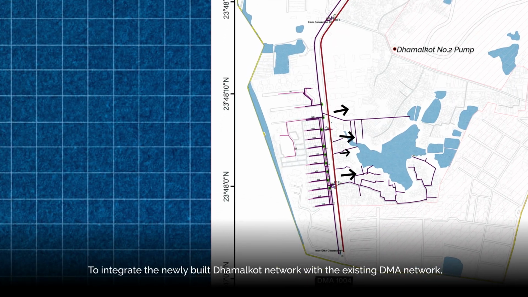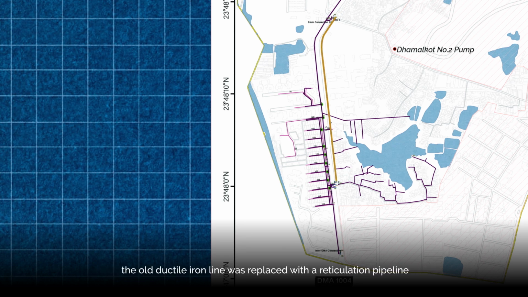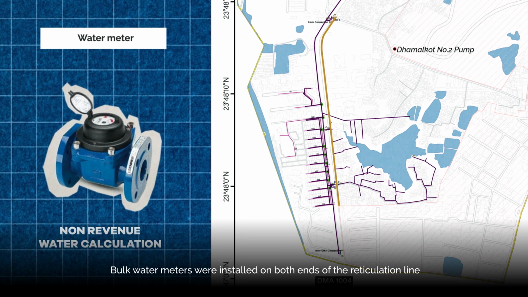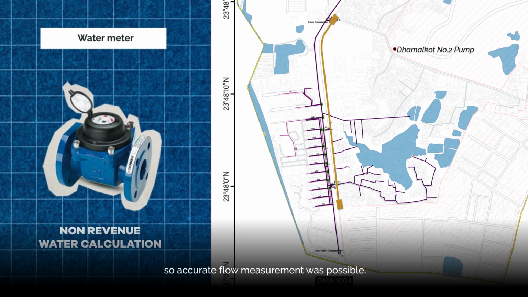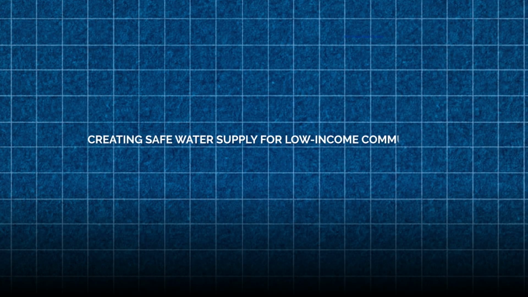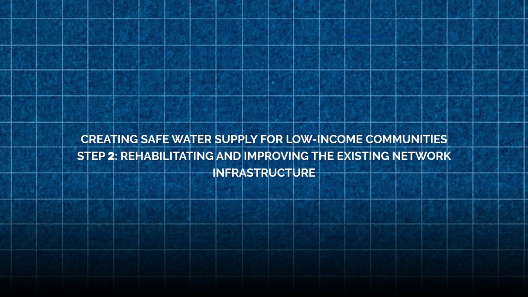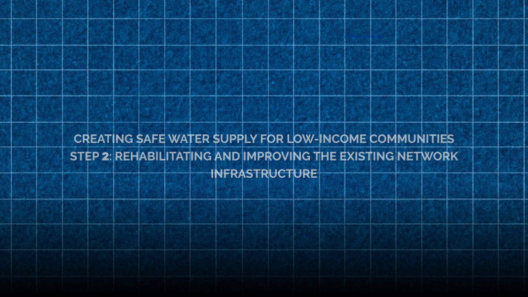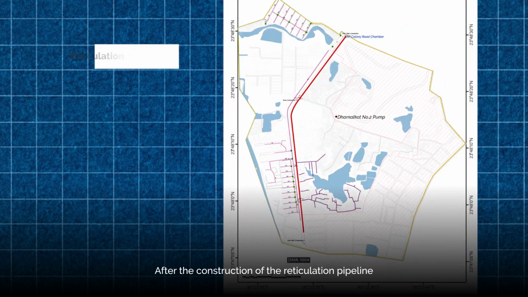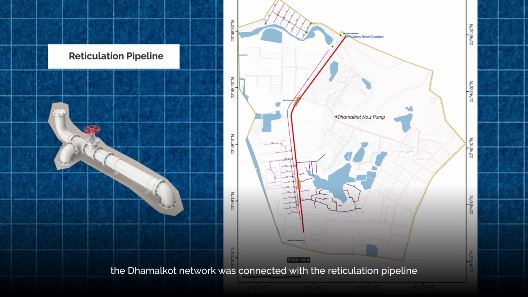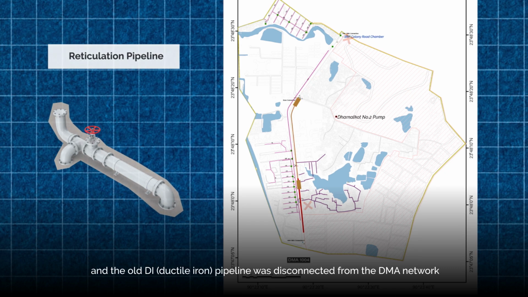To integrate the newly built Dhamalkot network with the existing DMA network, the old ductile iron line was replaced with a reticulation pipeline. Bulk water meters were installed on both ends of the reticulation line, so accurate flow measurement was possible. After the construction of the reticulation pipeline, the Dhamalkot network was connected with the reticulation pipeline, and the old DI pipeline was disconnected from the DMA network.